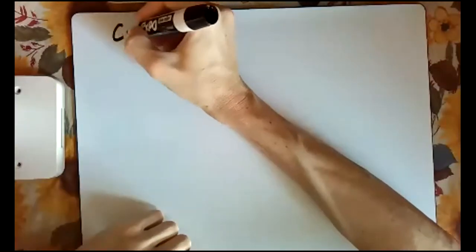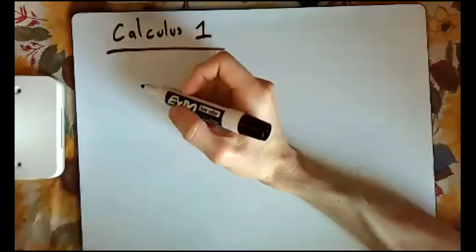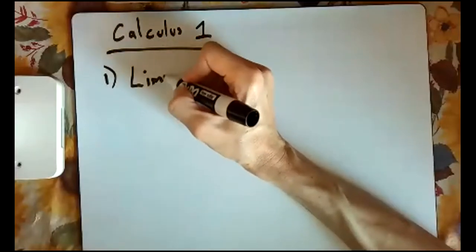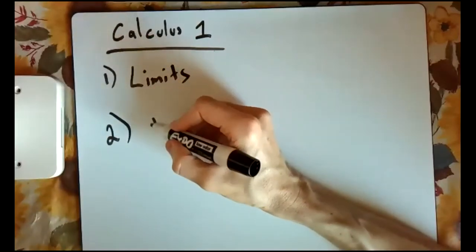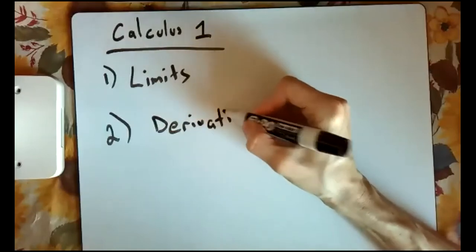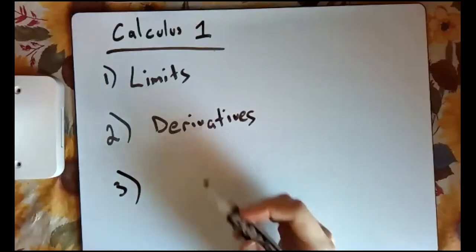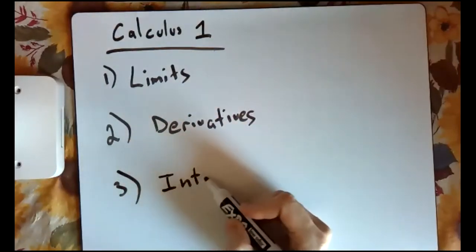All right, so basically, Calculus 1 has three important things that we're going to talk about. Three main things. The first thing is limits, and then the second thing is derivatives, and then the third thing will wind up being antiderivatives, the opposite of derivatives, but they're also called integrals.